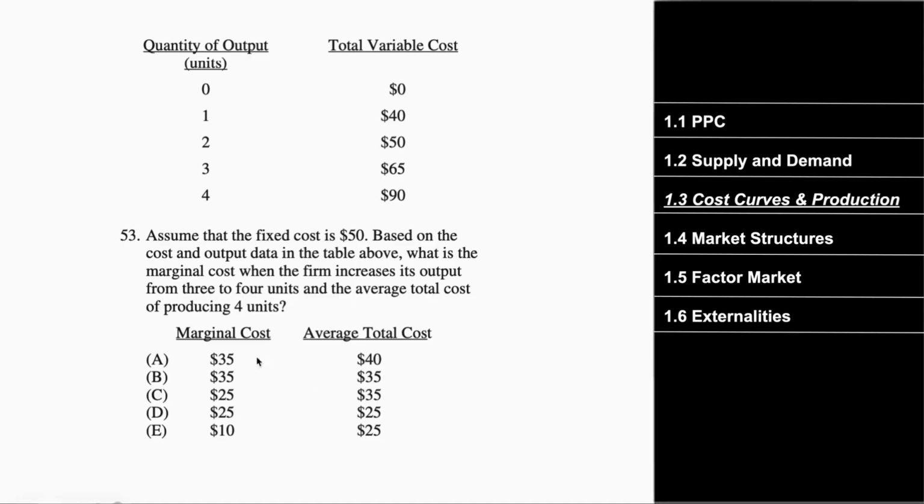So now we have to figure out the marginal cost. For marginal cost, you just subtract. So 90 minus 65, that's the marginal cost, because fixed cost isn't increasing. So 90 minus 65, you got 25, and your answer is C.